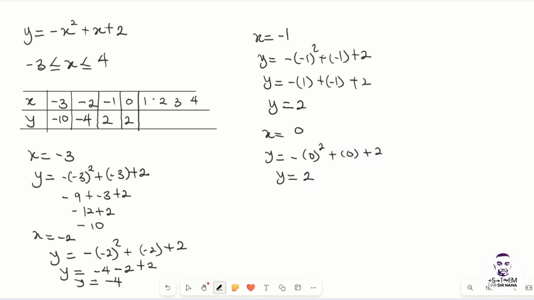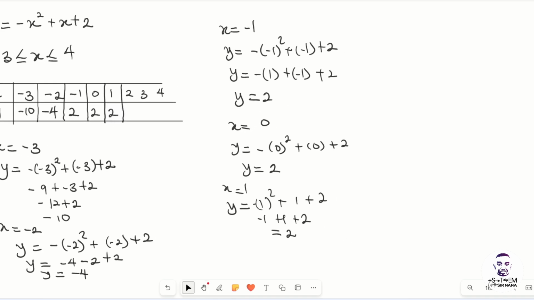So this is 2. If x is equal to 1, then we have y equal to negative 1 all squared plus 1 plus 2. So we are going to have negative 1 plus 2. In this case, negative 1 all squared is negative 1 plus 2, and we are also going to get 2. So this is 2.